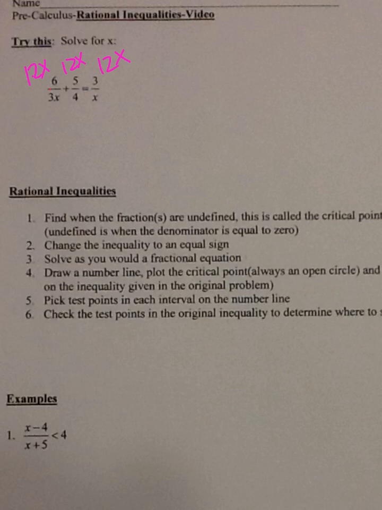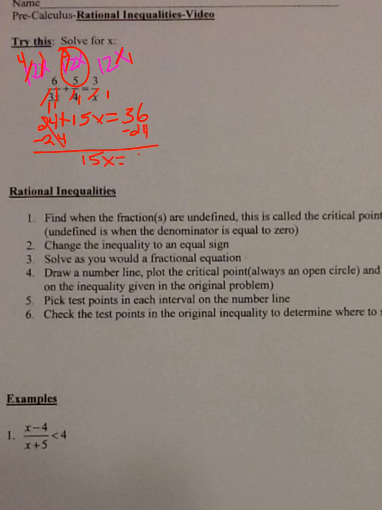So now I'm going to reduce. So 3 and 12 reduce to 1 and 4. X and x reduce, so I'm left with 1 and 1. So I'm left with 24, that's 4 times 6. 4 and 12 reduce to 1 and 3. So then I'm left with plus 15x, that's 3x times 5, equals x and x reduced to 1 and 1, equals 36. So then we subtract 24 from both sides, so I get 15x is equal to 12. Divide both sides by 15, we get 12 over 15, which reduces by 3 to 4/5.